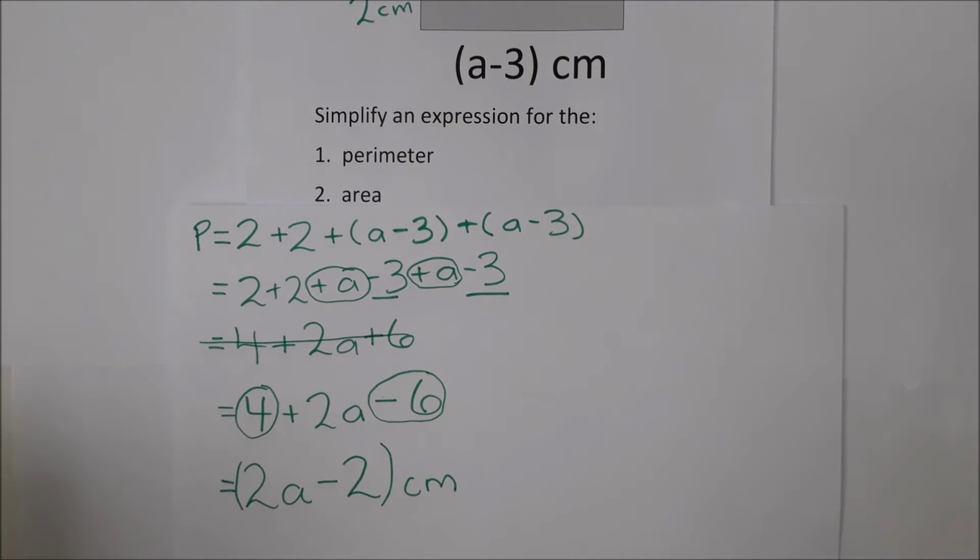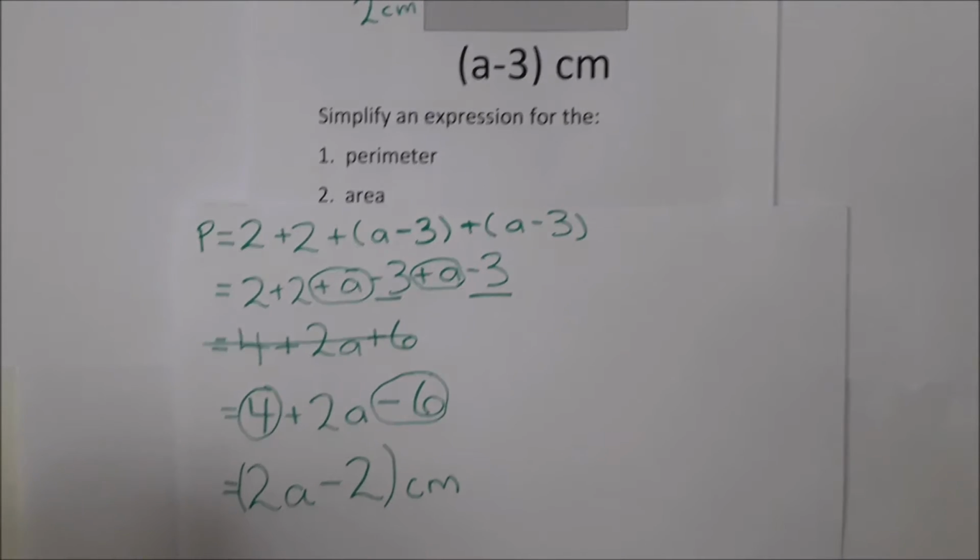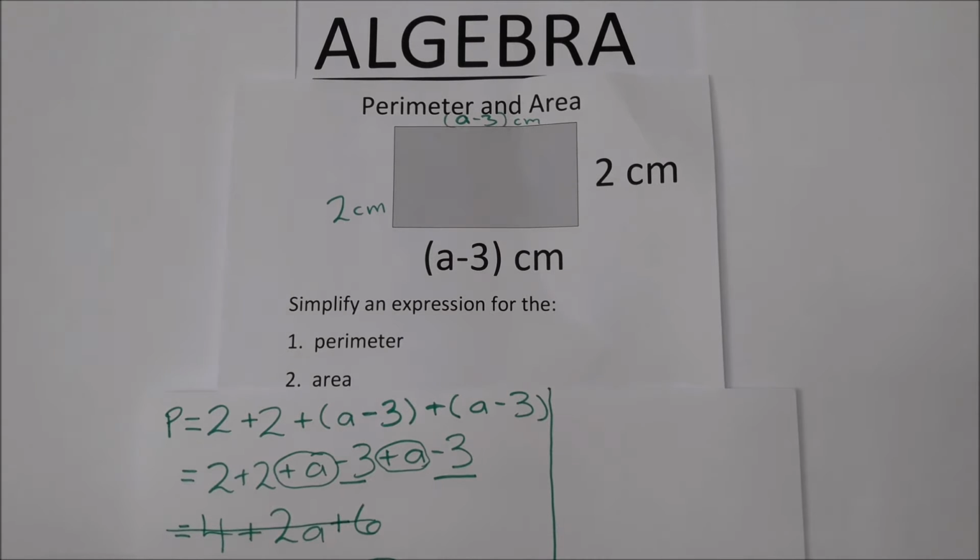Now, if you look at 2a minus 2, what's the variable? A. And what's the coefficient? 2. What's the constant? Negative 2. Very good. Okay, let's continue. Let's find the area now, Rafael.